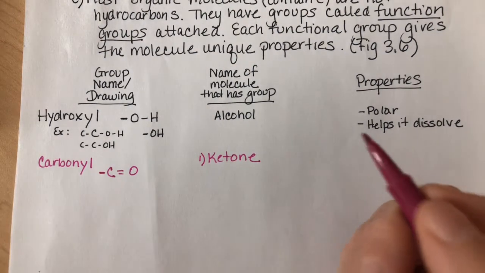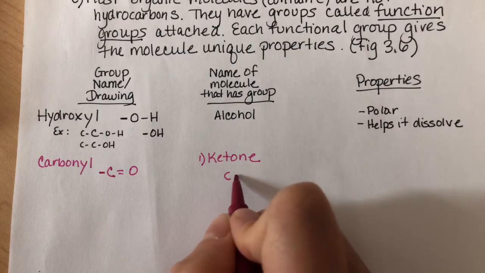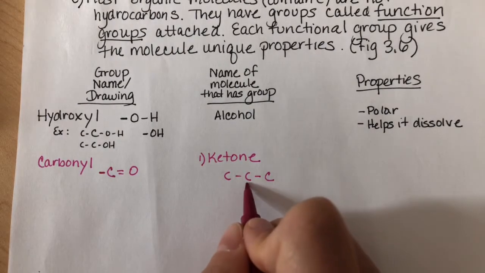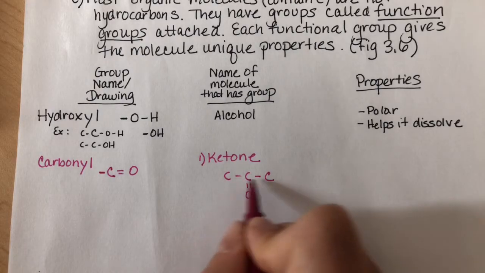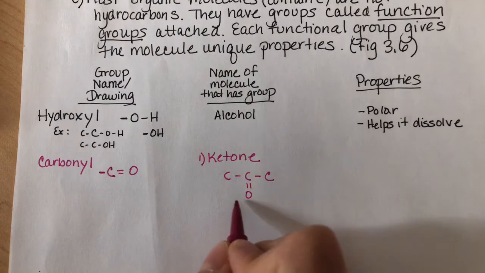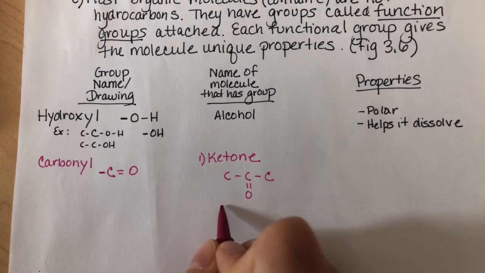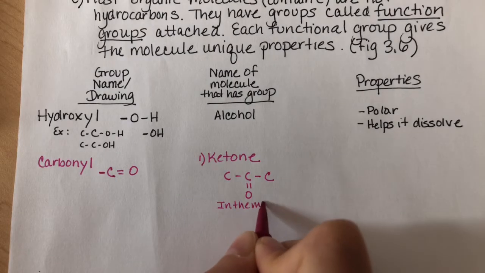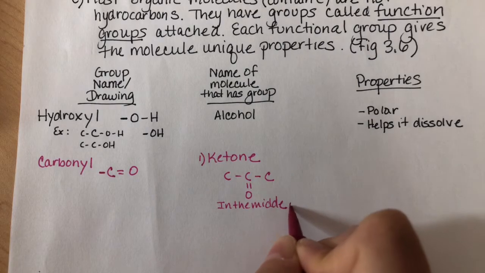The ketone is, let me draw here, the C with the double bonded oxygen. This is coming off of a carbon in the middle of the molecule. See how it's not on the end? This is the middle. So I'm going to put here, it's in the middle of the molecule.